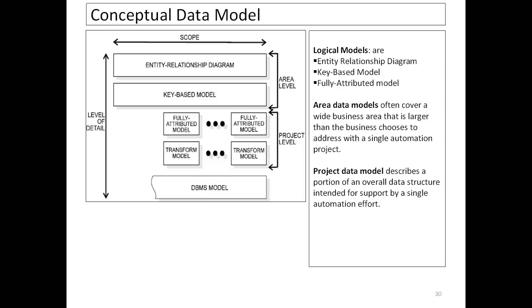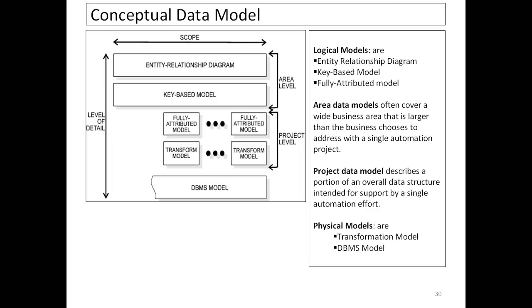So, while a project data model would be the portion of an overall data structure intended for support by a single automation process or an effort. That is, a project data model would be focused on a particular process which you are trying to model. And the physical models are the transformation model and the DBMS specific model.